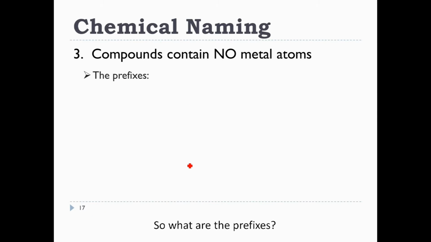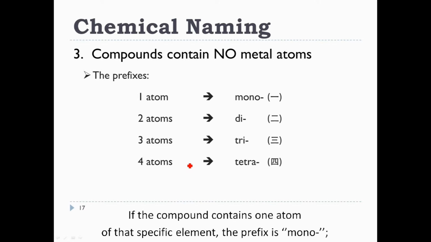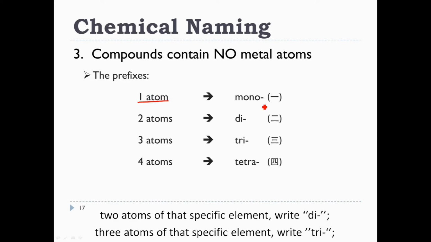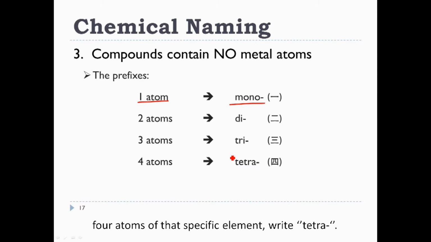So what are the prefixes? If the compound contains one atom of that specific element, the prefix is mono. 2 atoms of that specific element, write di. 3 atoms of that specific element, write tri. 4 atoms of that specific element, write tetra.